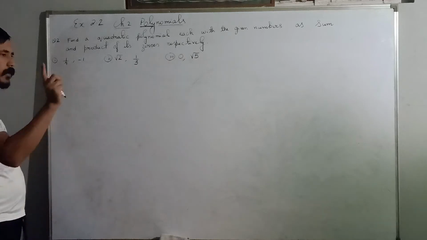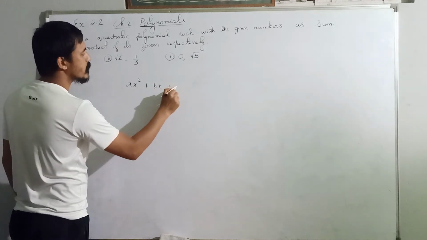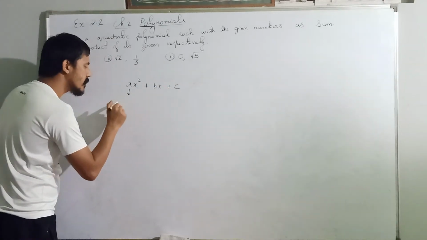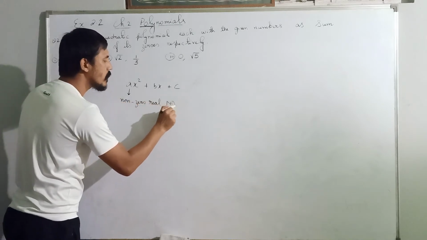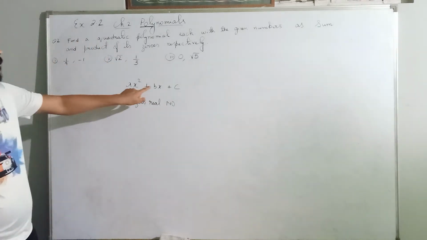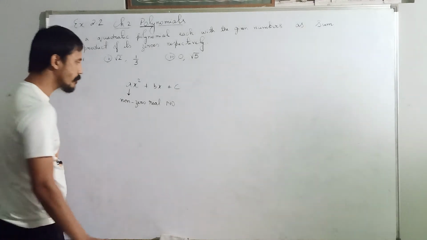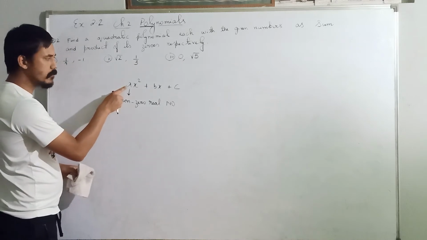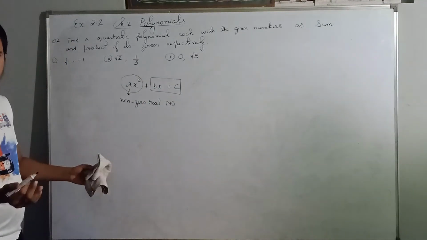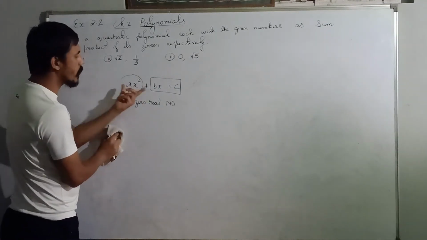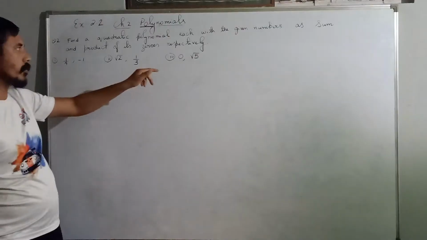You always need to remember quadratic polynomial means it's always of the form ax squared plus bx plus c, where a is a non-zero real number. b and c can be any real number, but a is a non-zero real number, because if a is 0, then this term becomes 0, so this polynomial reduces to a linear polynomial. So find the quadratic polynomial.